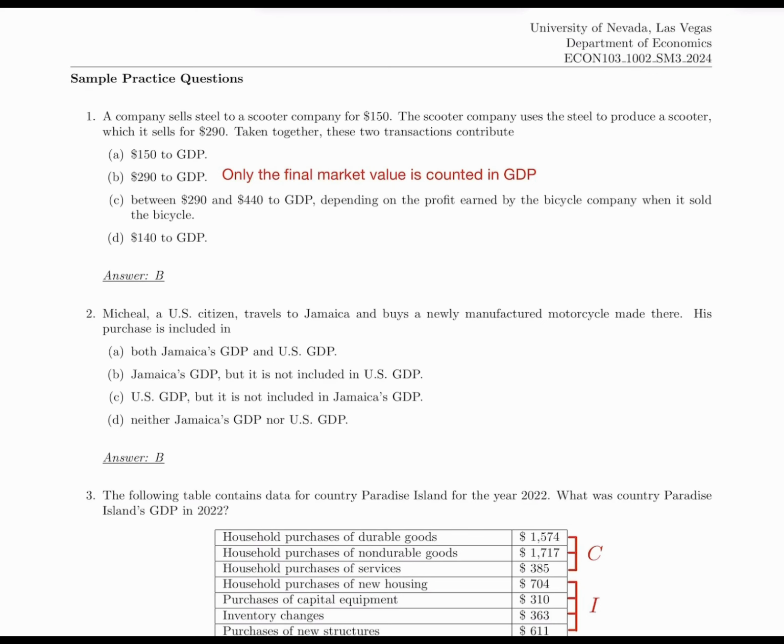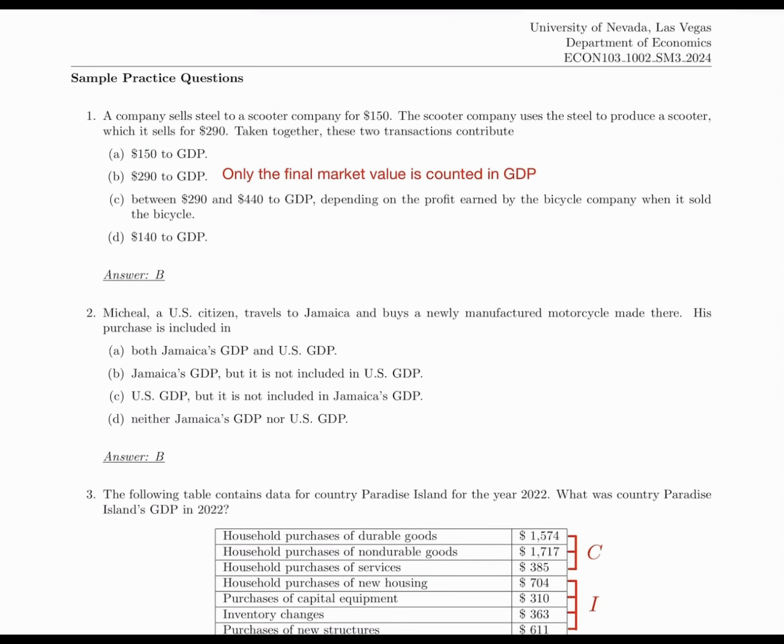Now, here are the sample practice questions. Question number 1. Regarding the contribution to GDP, we only consider the final market value, which is the value at which a scooter is produced, $290. We do not consider the price of steel used in production. Therefore, the answer is B. $290 contributes to GDP.